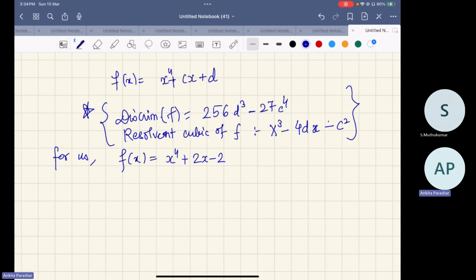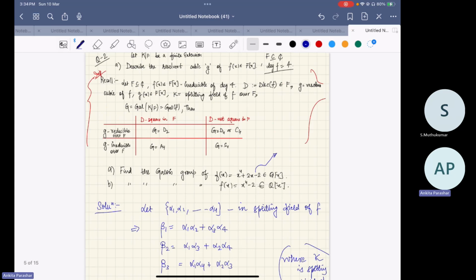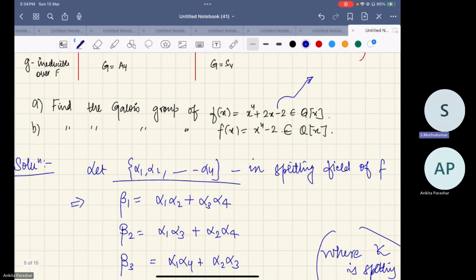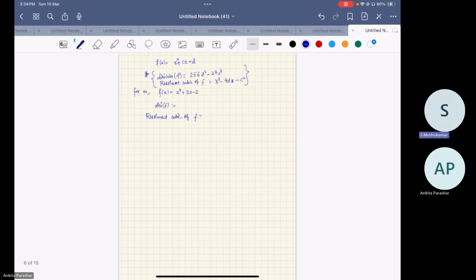All right, so since we know this, for us the polynomial is this, and now can you quickly tell me what is the discriminant of f following through the formula and the resolvent cubic of f? So for fourth degree also we call it the resolvent cubic? For degree 4 only, right. This resolvent was only for degree 4. Okay. So there are beta 1, beta 2, beta 3.